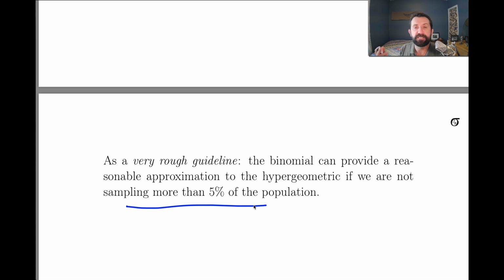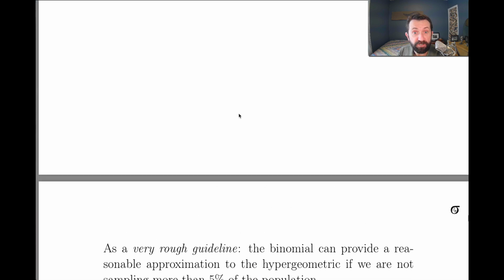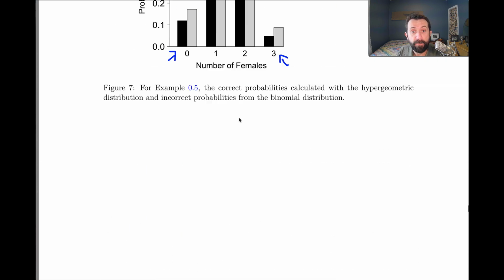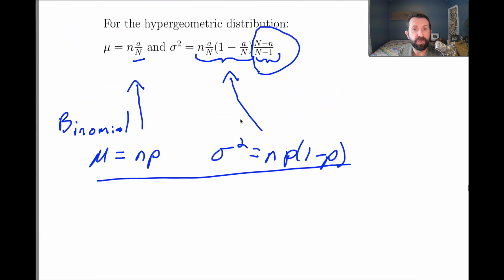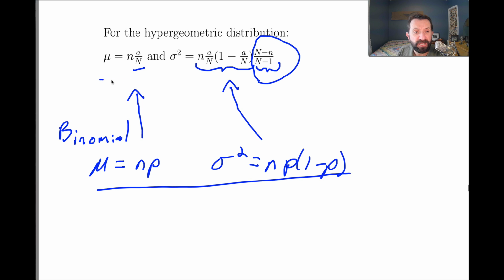Now, why does this matter? Why don't you just do the hypergeometric every time? Well, it matters in various spots, including statistical inference, because the hypergeometric is a little bit more complicated. If we go back up here and look at our mean and variance for the hypergeometric, it's a little bit more complicated scenario, and the binomial is a little easier to deal with. Our formulas when working with the binomial are simpler to work with.